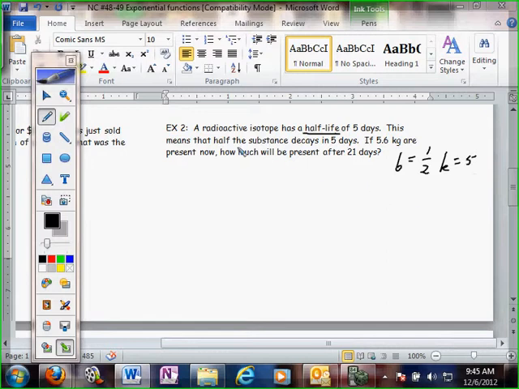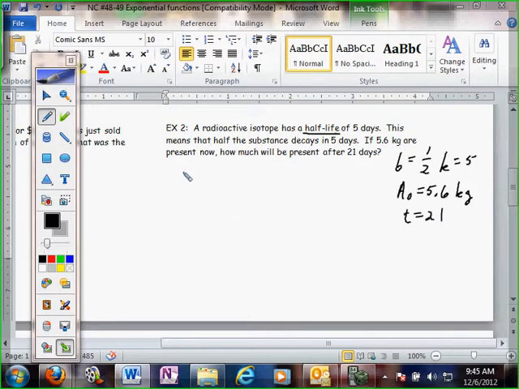This means that half of the substance decays in 5 days. If 5.6 kilograms are present now, that's A naught. A naught is 5.6. How much will be present after 21 days? So T is going to be 21.